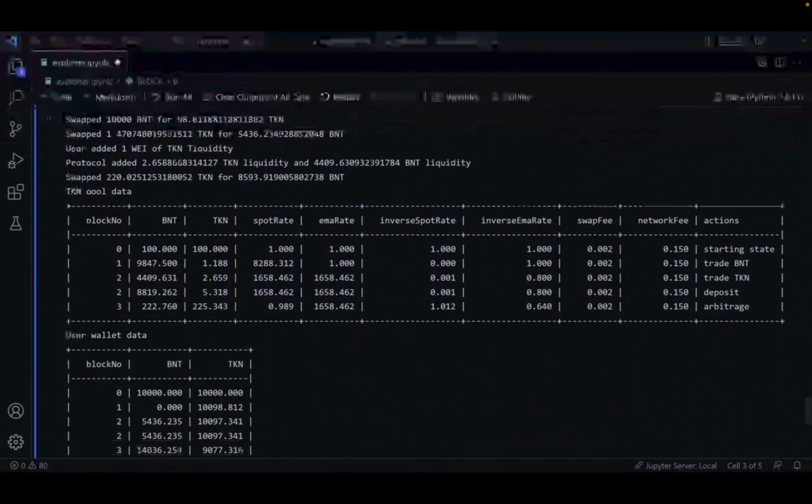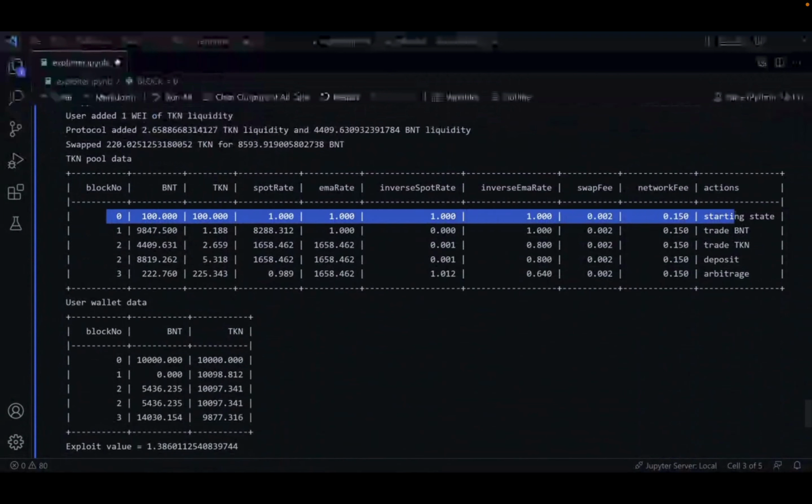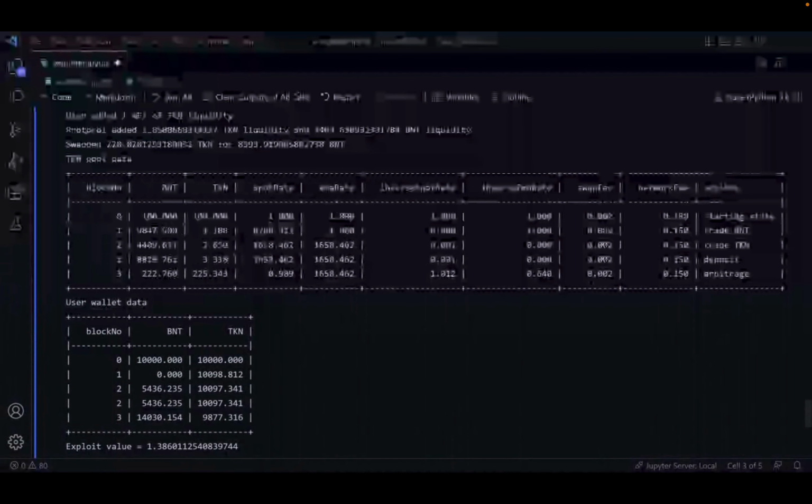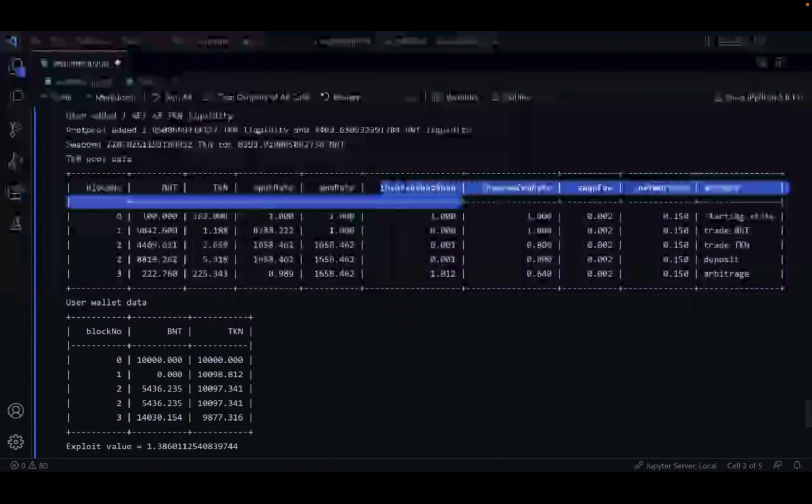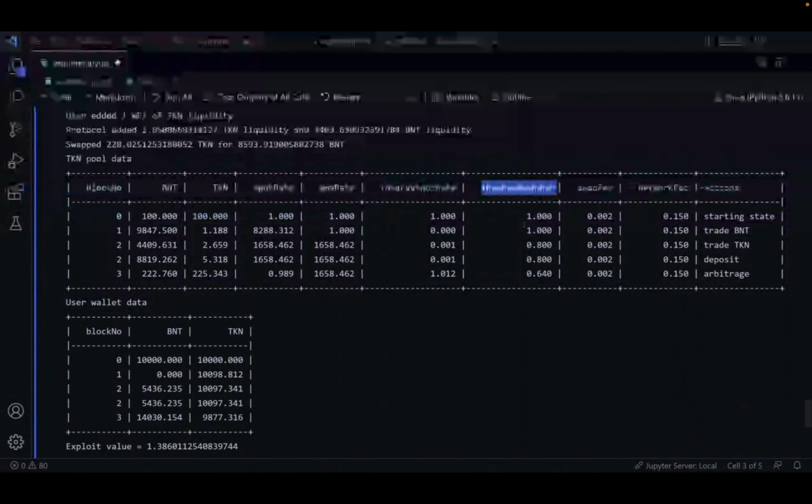But here we've got basically the starting state of the system with 100 BNT, 100 TKN. The spot rate, of course, is 1. The EMA is 1. Let's pretend that this pool was just recently initialized. I haven't spoken yet about the inverse rate or the inverse EMA, but that's going to be coming up in just a second. We've also got a swap fee, the network fee, and I've just included a column here that says what the actions being done are. The first column is the block number. And this is the thing that I want you to pay attention to, because this is what I meant when I said it's not impossible to perform, but it is actually very difficult.